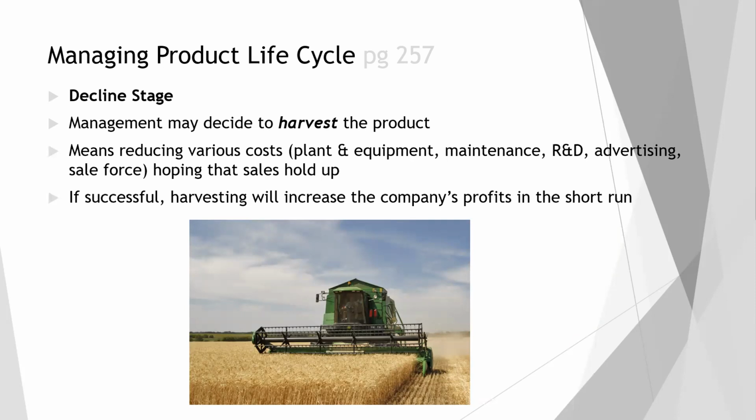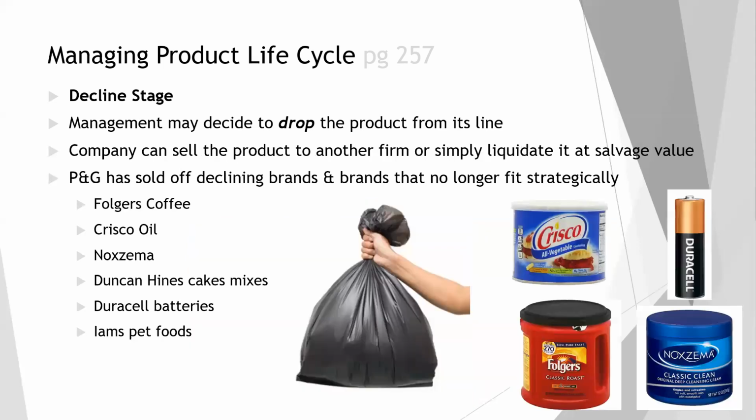So if successful, harvesting is going to increase the company's profits in the short run, with the company knowing that eventually this product is going to die. Let's just try to get a little bit more money out of this while we can, knowing it's on the decline. And of course, company management may decide just to completely drop the product from its line. The company can sell the product to another firm or simply just liquidate it at salvage value and just completely get rid of it from its product mix.